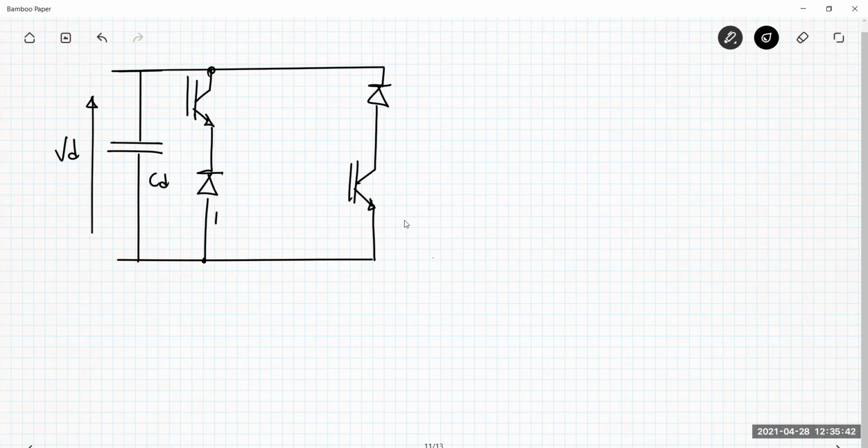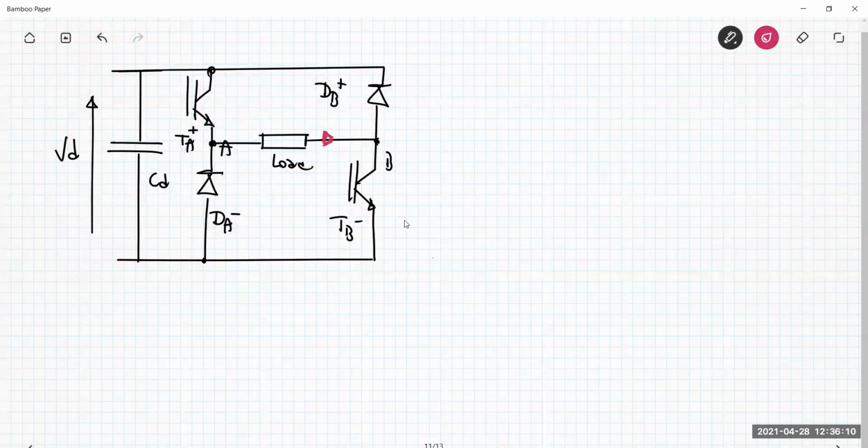So this is dA minus, dA plus. This is the node A. This is TB plus, TB minus. This is the node B. And so here I have the load, the generic load I considered before. This is the circuit in which I have the current flow in this direction, and this is the voltage V0.